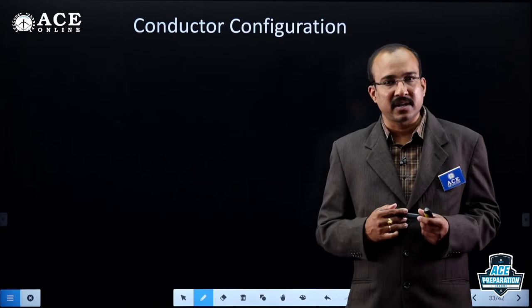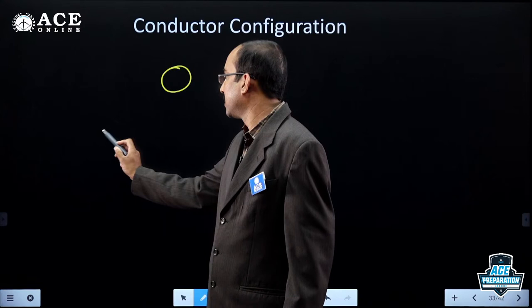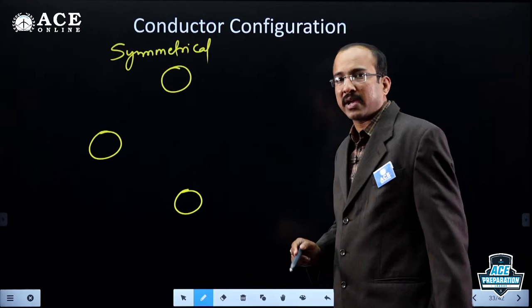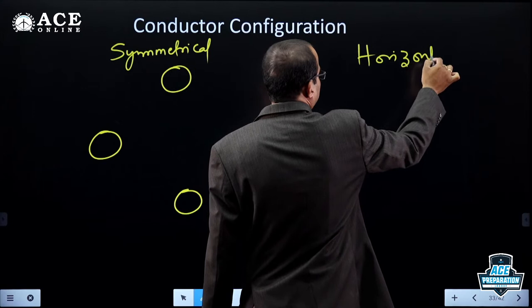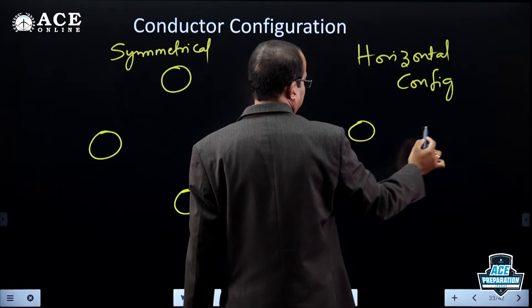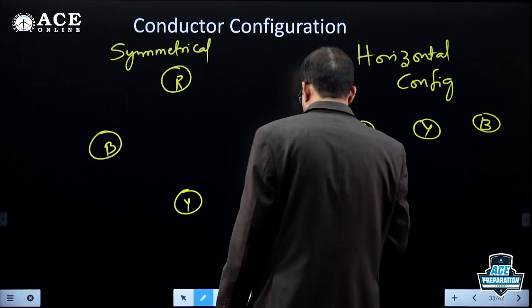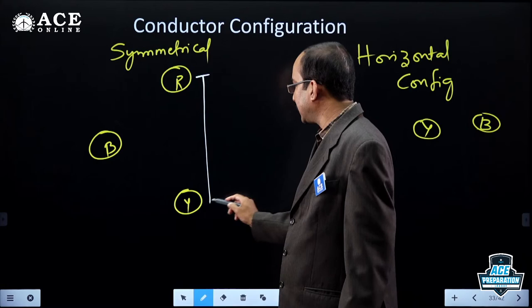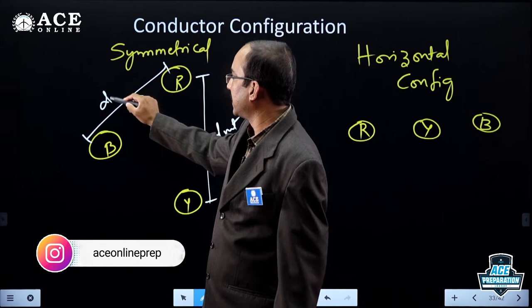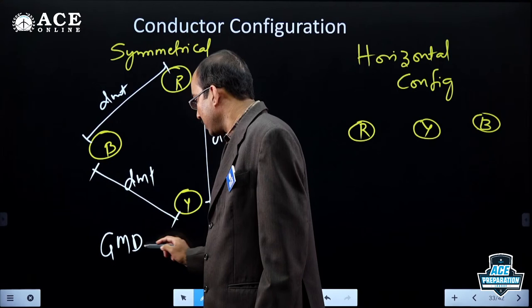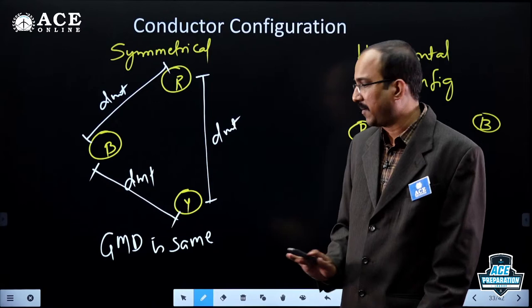So if you observe, besides the single conductor configuration, you can go for symmetrical configuration, or you can also observe horizontal configuration. Horizontally placed conductors are horizontally spaced. So R phase, Y phase and B phase. Here the spacing between the conductors will be the same, equilateral spacing, that is D meters, D meters. Here the GMD of all the conductors will be the same, no? So corona loss will be the same in case of symmetrical configuration, in all the conductors.